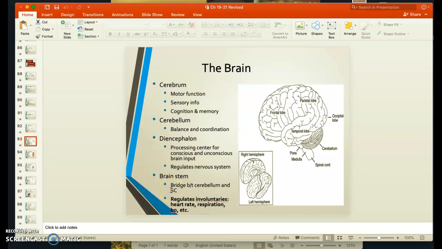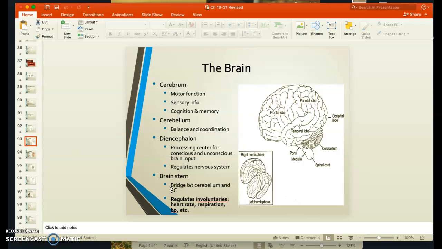Now the brain. Again, you can read through just these key parts. I just want you to be aware kind of what function happens in these different sections. So again, in bio, human physiology, human anatomy, or any of your psych classes, you'll go much deeper into this. But just be aware, for example, cerebrum gives us motor function, cerebellum gives us balance and coordination, diencephalon is the processing center for conscious and unconscious thought.